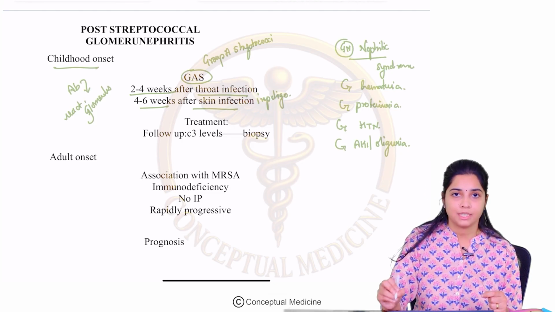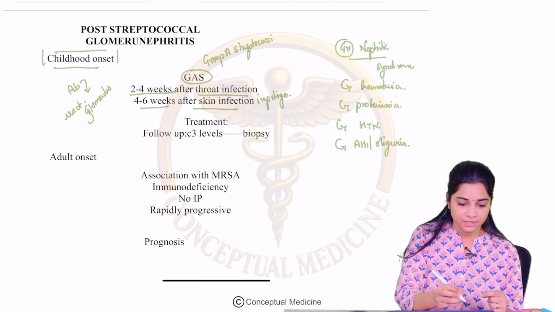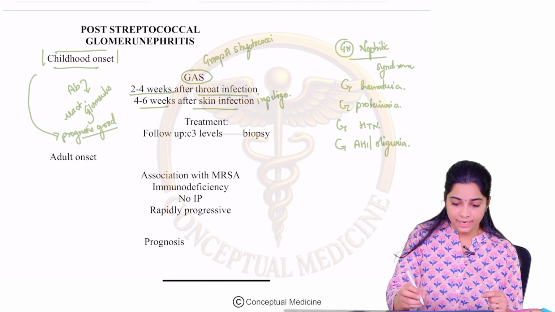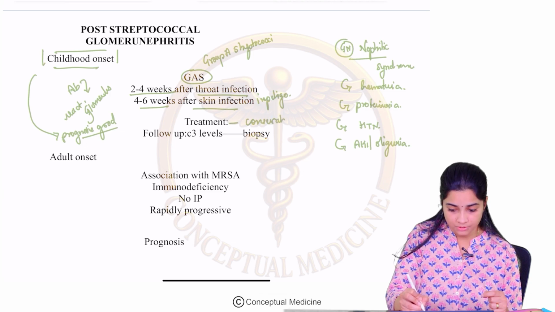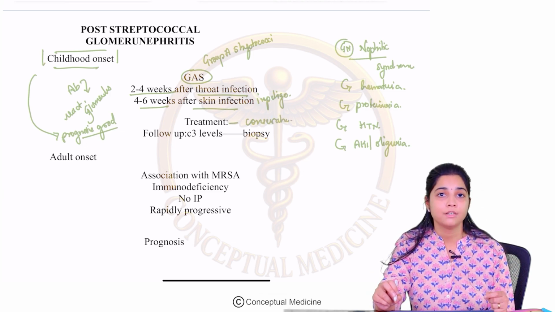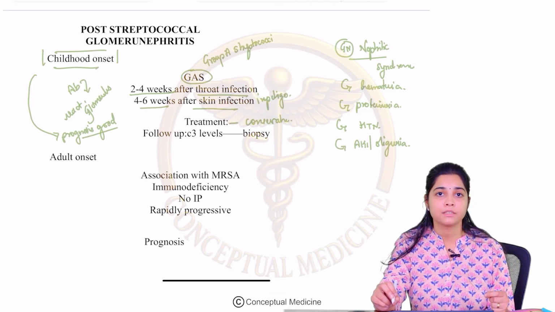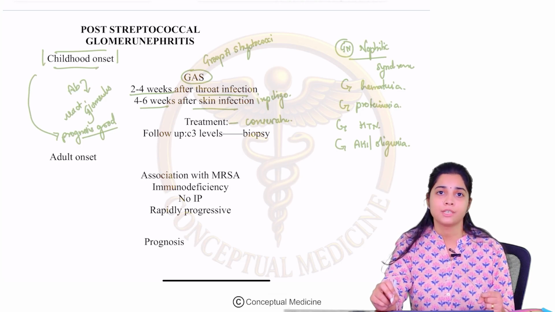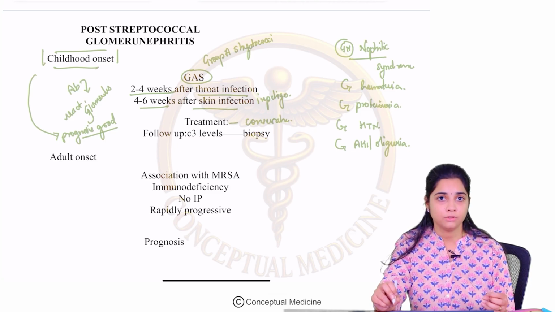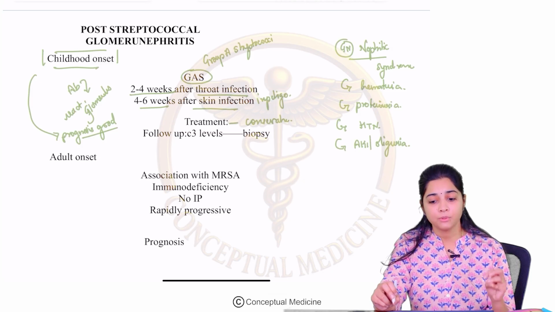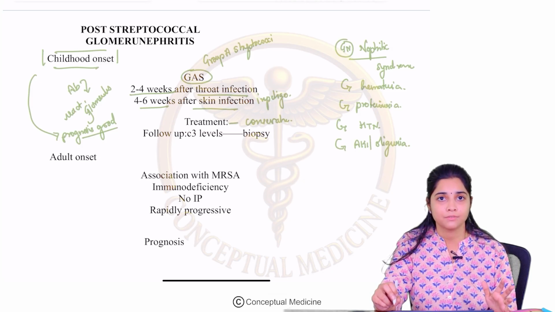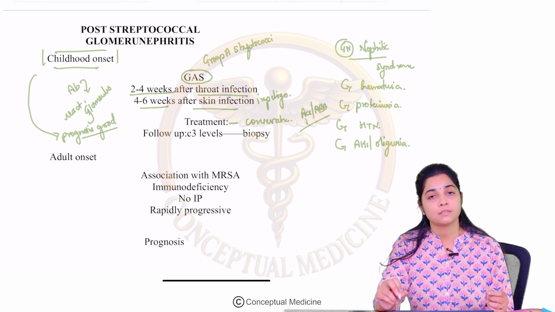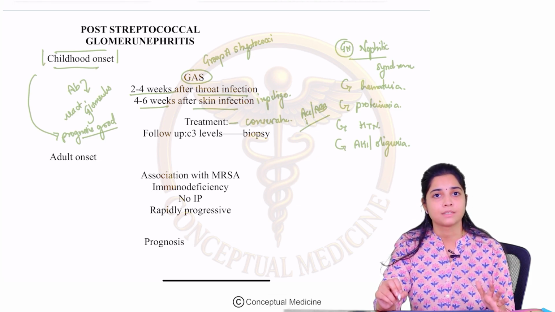Most of the time in childhood onset PSGN, the prognosis is very good, and the treatment mainly involves conservative measures. So a child who presents with a history of cola-colored urine or periorbital edema, and on evaluation has hypertension and some amount of glomerular hematuria and proteinuria, you diagnose him with PSGN. The management is conservative. If the BP is high, you give ACE inhibitors or ARBs, which also help in reducing the proteinuria to some extent.